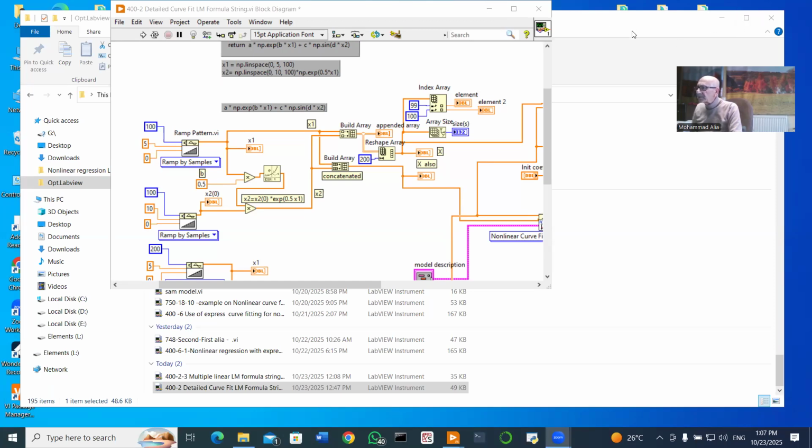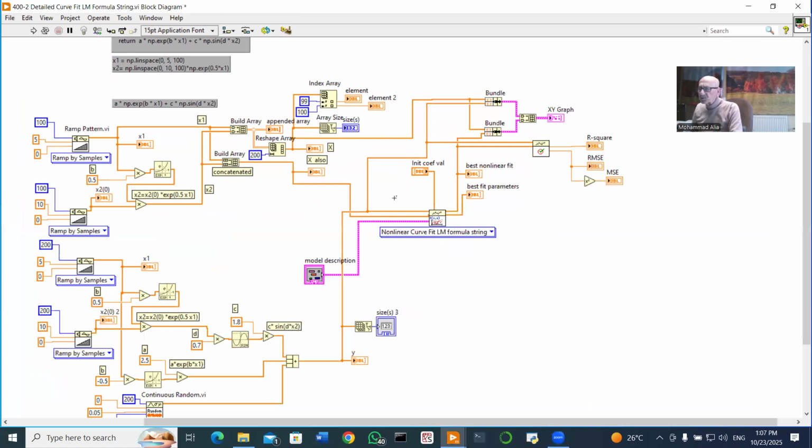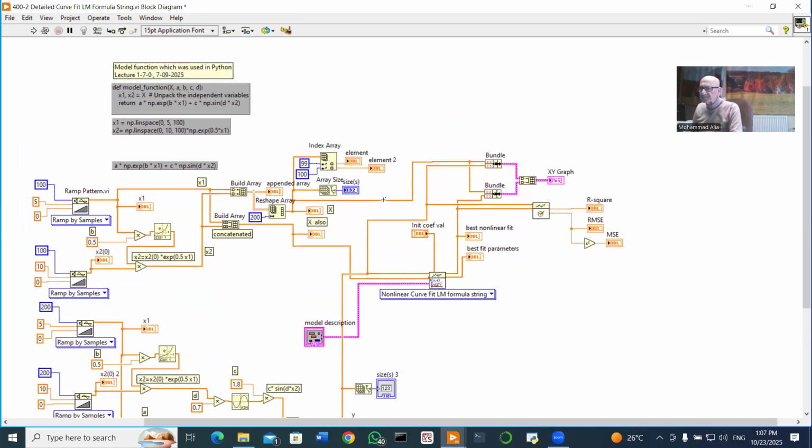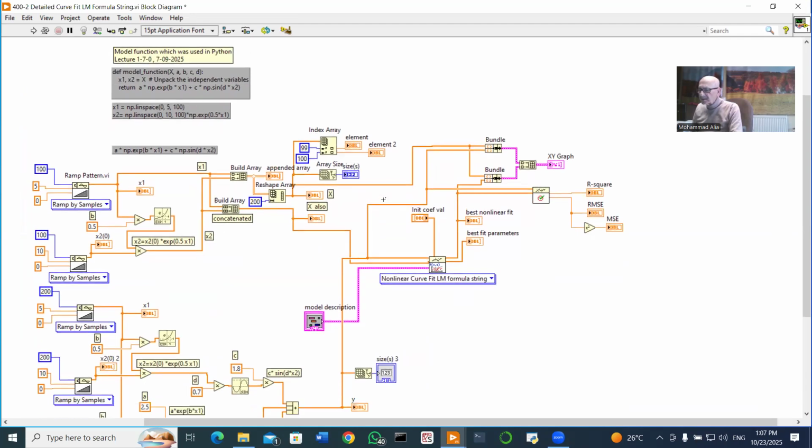Hi, everybody. In this lecture, we continue our work, which we have begun in the previous lecture. We are still working in nonlinear regression by using nonlinear curve fit LM formula string.